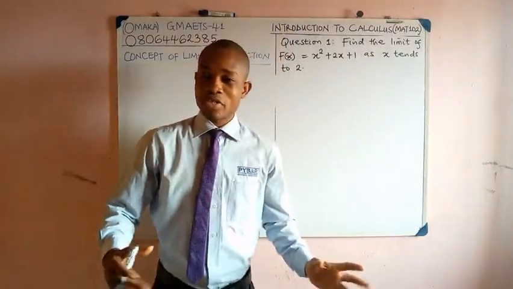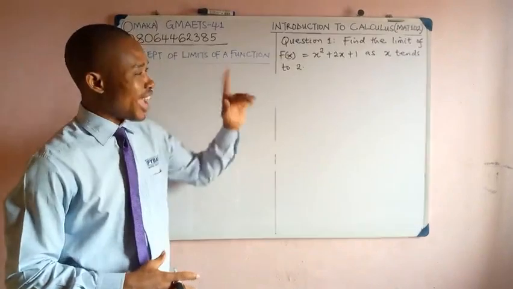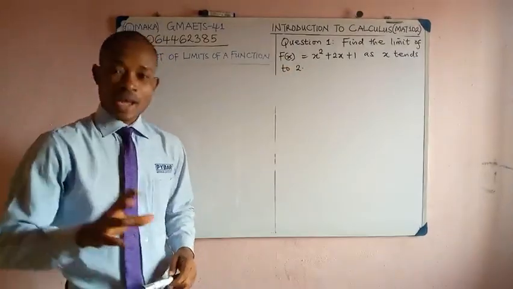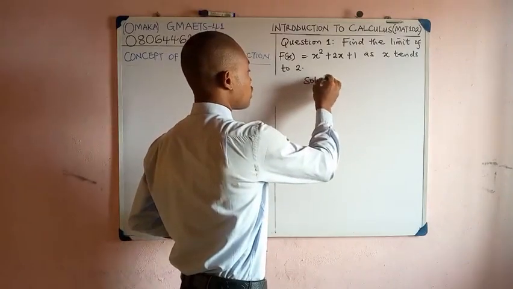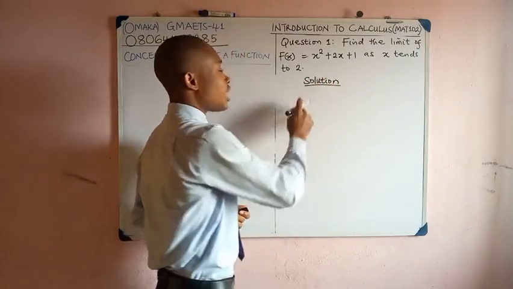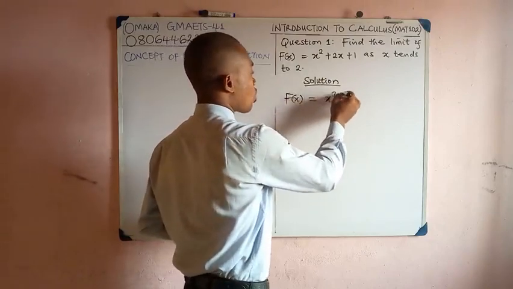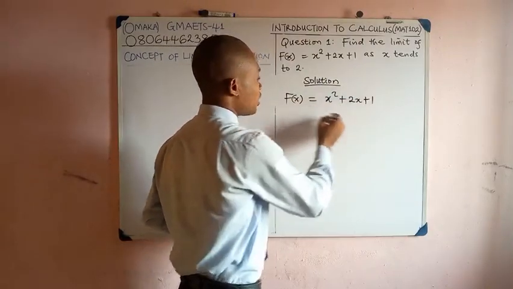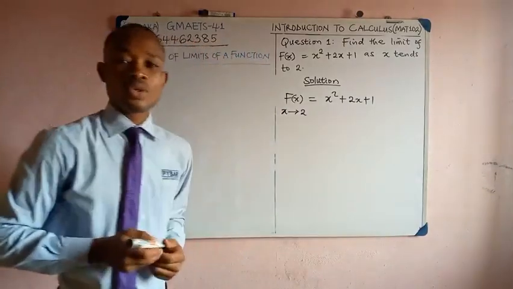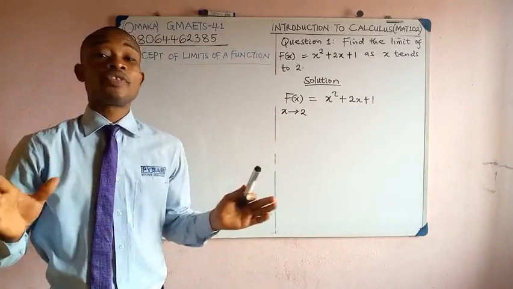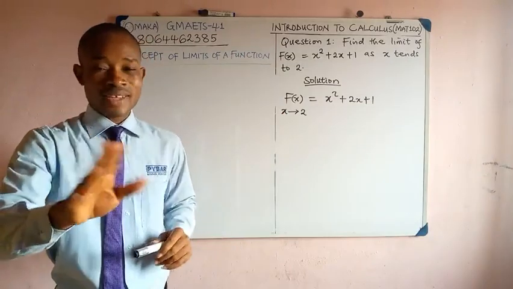Now we have our first question on the board here on the limits. We have to find the limit of the function x squared plus 2x plus 1 as x tends towards 2. So you see we're given the function is a function of the variable x. So we have f of x is equal to x squared plus 2x plus 1 as x approaches, tends to 2. It's important for you to know, yes, x is not actually 2 here. It tends, it approaches, that don't get confused.